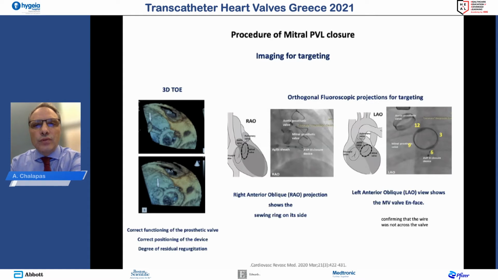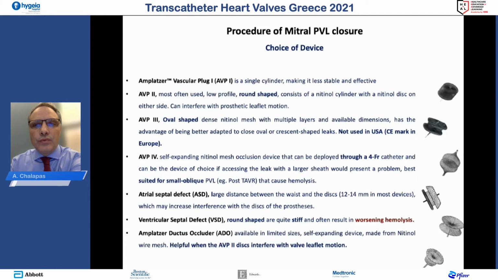And of course, we can use different orthogonal fluoroscopic projections, either the right anterior oblique, where we can see the mitral ring or the mitral device on each side, which is very helpful during the implantation of the device, or the left anterior oblique, in which we can see the mitral valve en face, so we can easily confirm that our wires and devices pass through the defect and not through the valve.